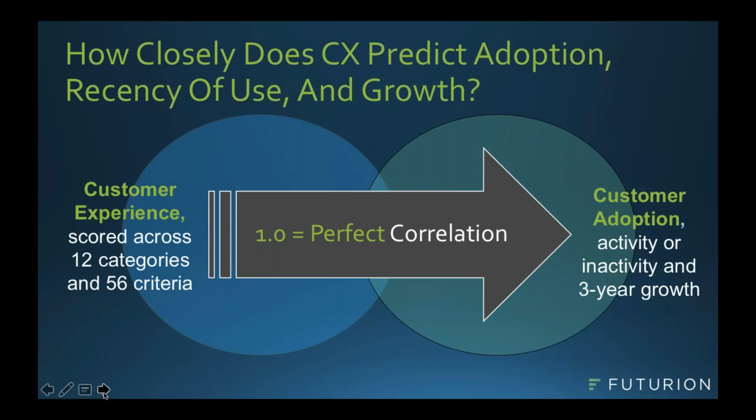So put another way, if you take these two bubbles of data that you should be seeing: customer experience on the left, 56 criteria made up of 12 categories, very, very specific, all done underneath the CX designer. We're trying to see the degree to which there is correlation. Sometimes there's no correlation at all.